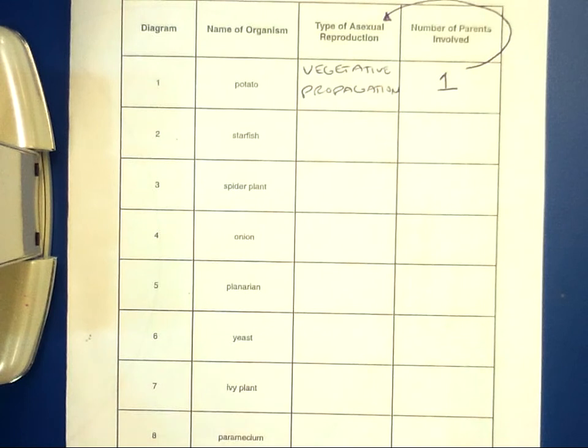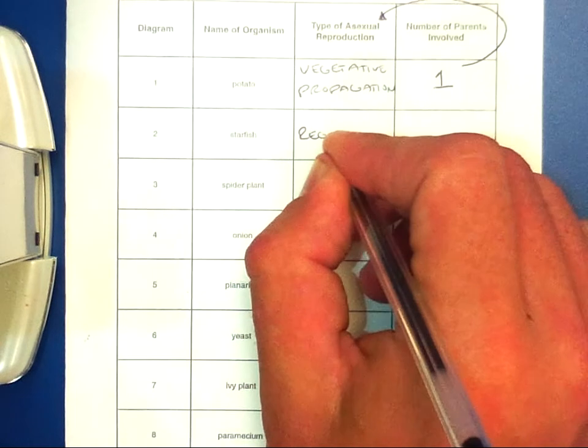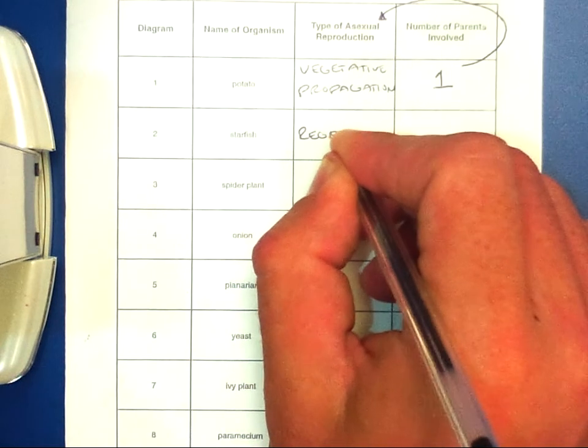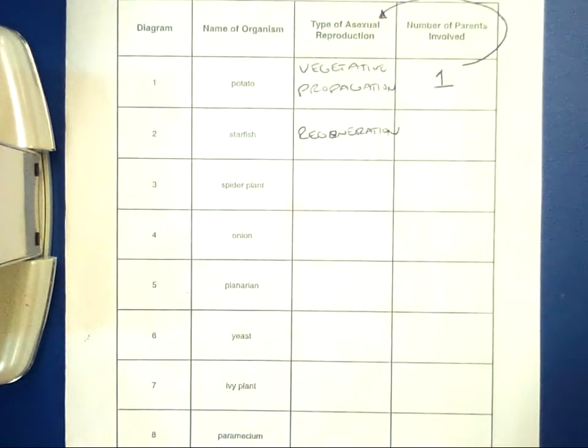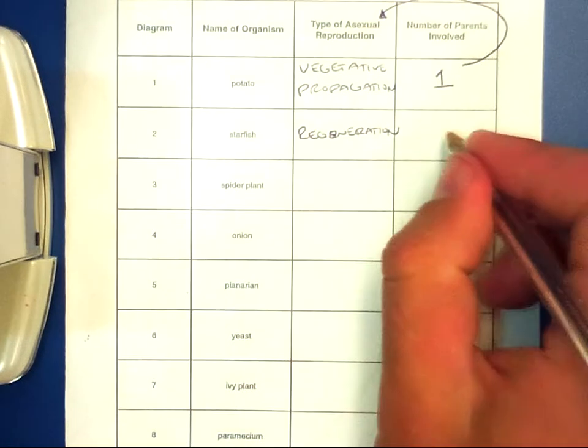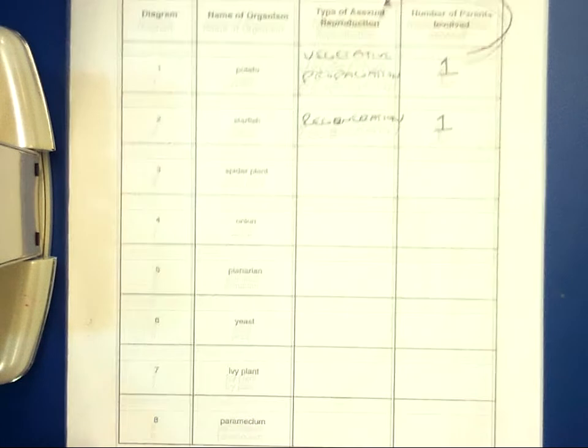All right, the next one, a starfish. How does a starfish reproduce? Regeneration. So you break its arm off, now you have another one. And again, how many parents are there? Just one, because it's still asexual reproduction.